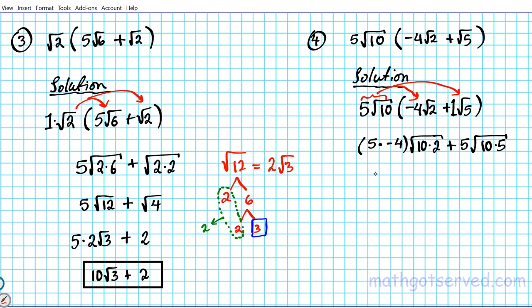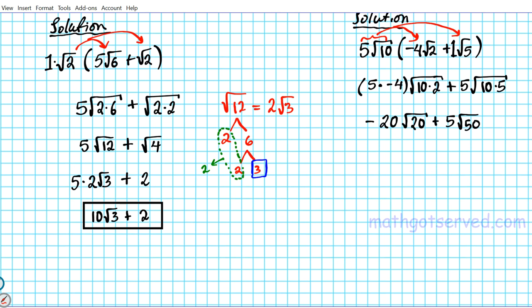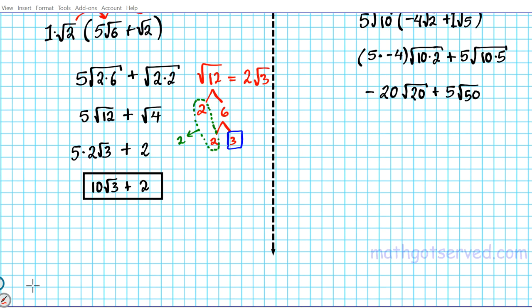If we simplify this, we're going to have root negative 20 times the square root of 20 plus 5 times the square root of 50. Now we're going to go ahead and simplify root 20 and root 50, see what we get. All right, so let's start with root 20.